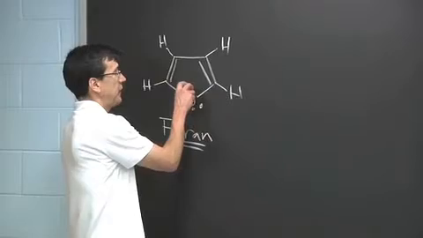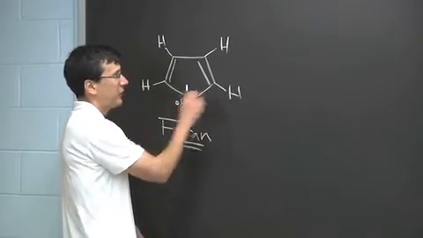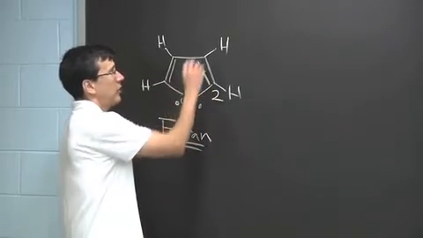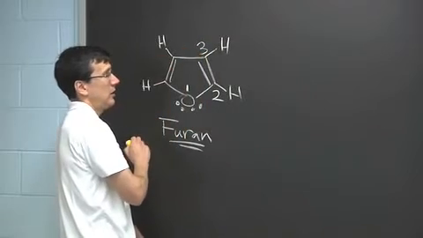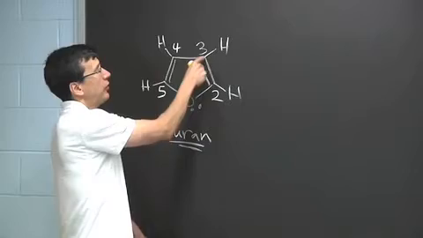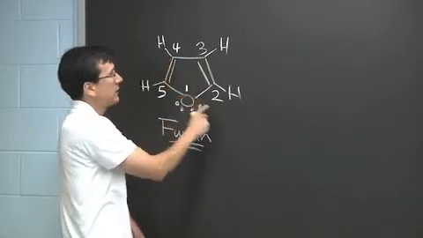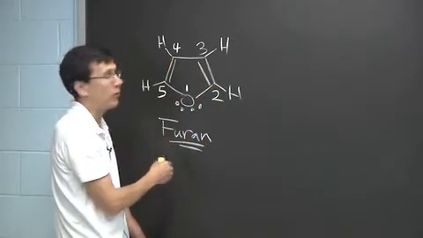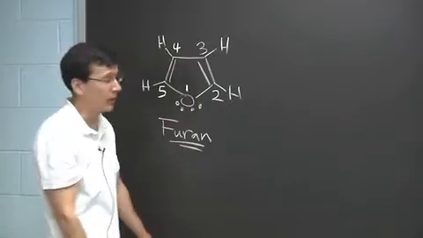The numbering of furan goes like this. The oxygen gets number 1, this carbon is number 2, this carbon is number 3, and so on around the ring. Notice that 3 and 4 are equivalent. 2 and 5 are also equivalent just by the symmetry of the molecule.